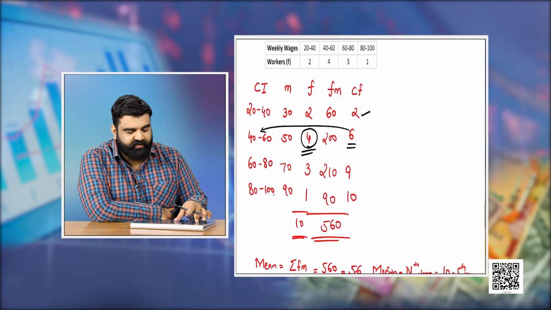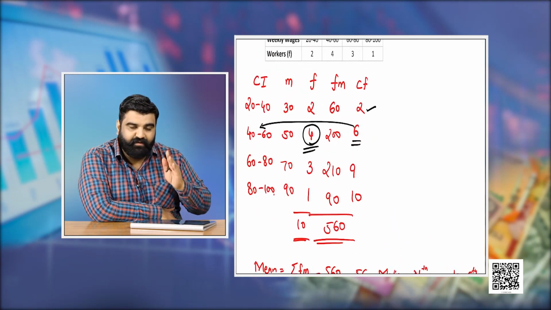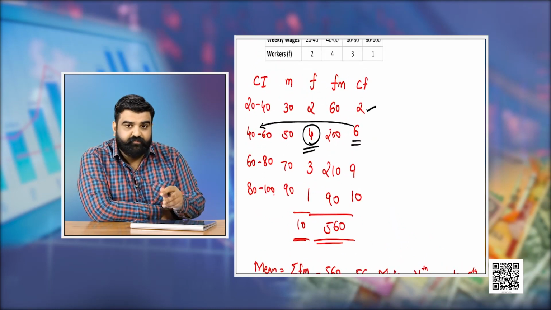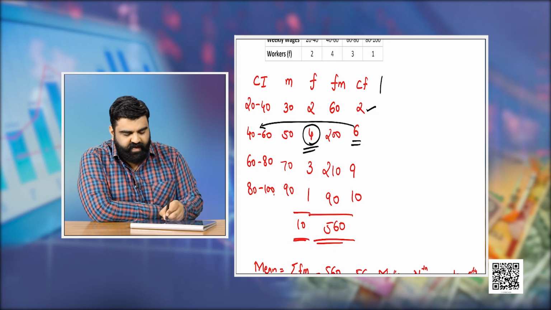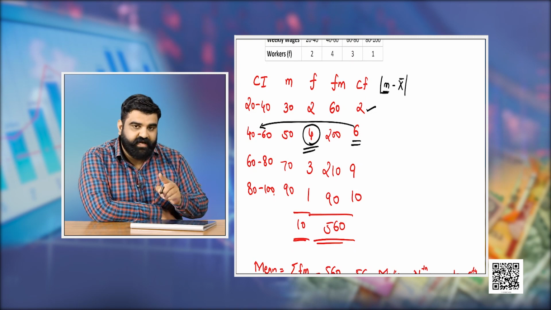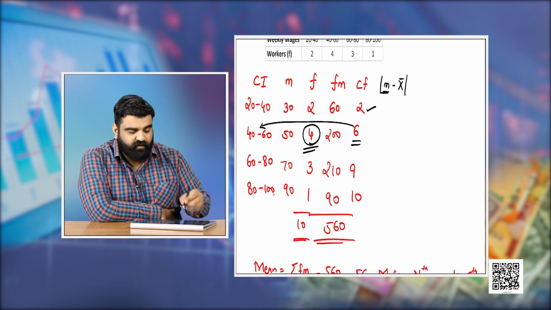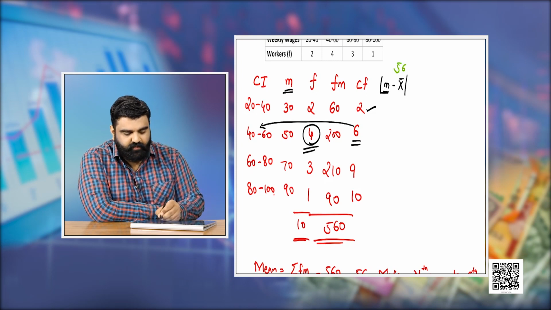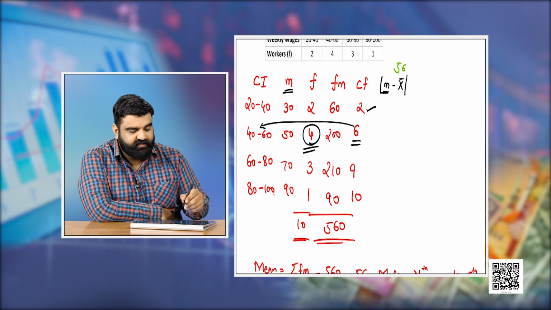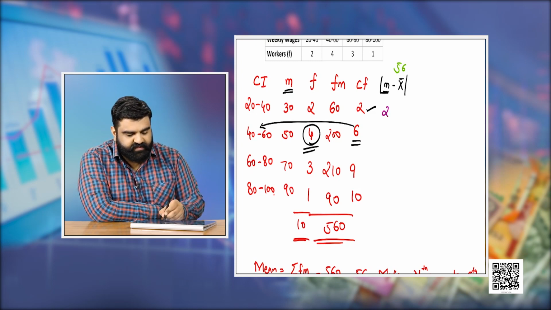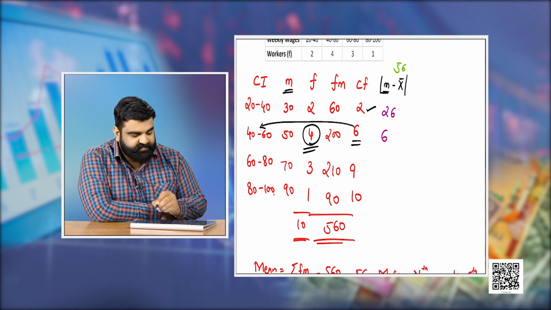Now, let us calculate the differences from mean and median. So, let us calculate the differences from mean first. So, we have m minus x bar. We use m in place of x, as in discrete series we used x, we will be using m in continuous series. So, we have mean as 56. Let us calculate the differences between the mid value and the mean. So, this will be 26, this will be 6, this will be 14 and this will be 34.